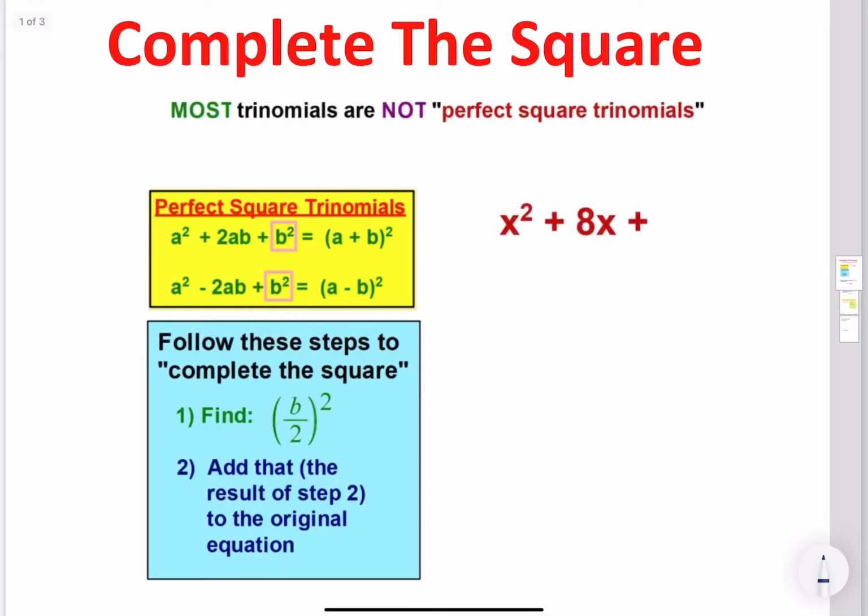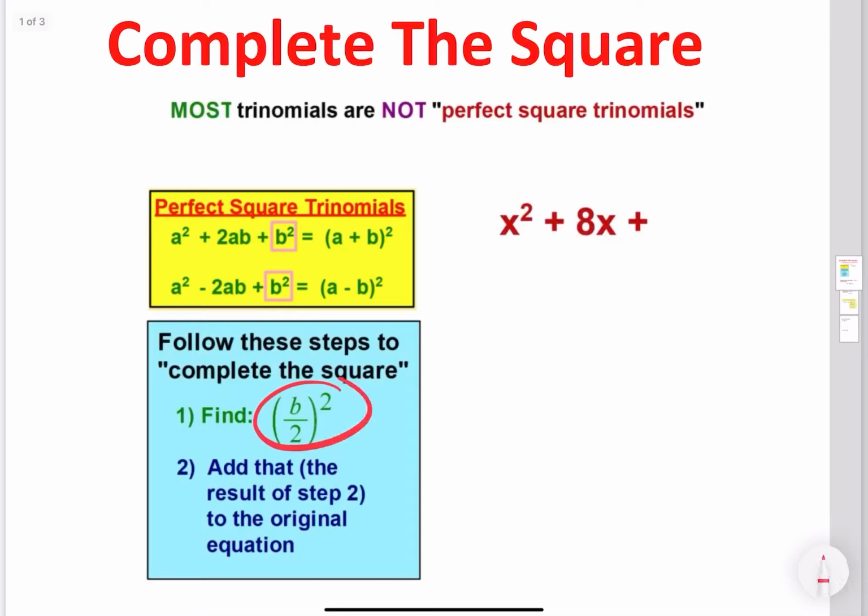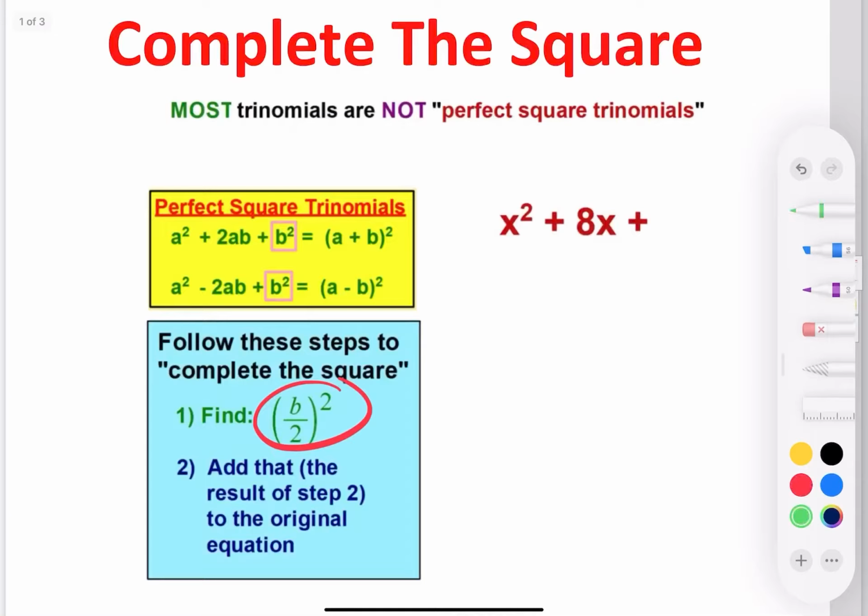So the first thing that we have here is part of our trinomial, and we have x squared plus 8x plus some number. So we want to figure out, what is that last number, that c value, in order to make it a perfect square trinomial? So we're going to be using this rule here on the left where it says find b over 2 squared. And our b value in this particular case is going to be 8.